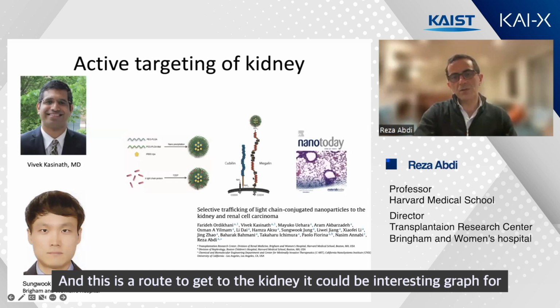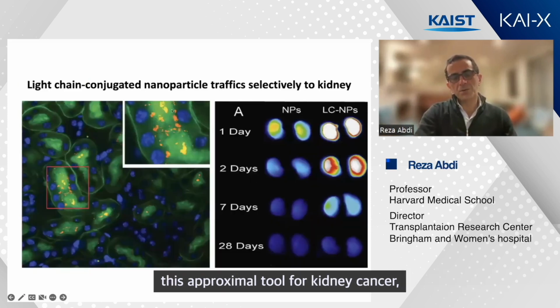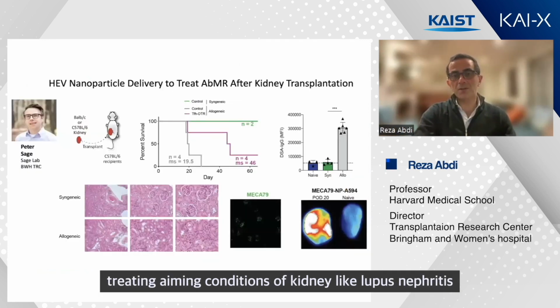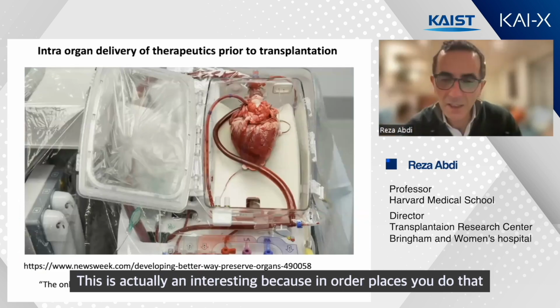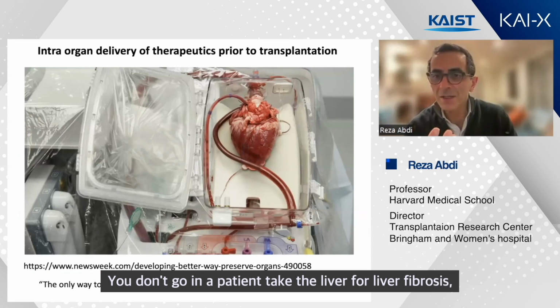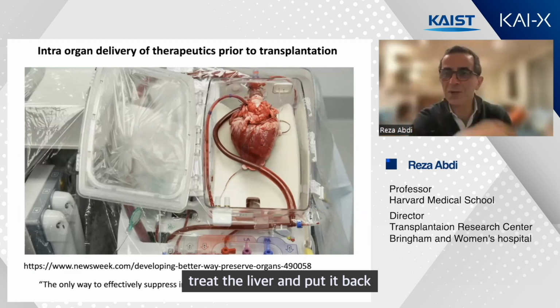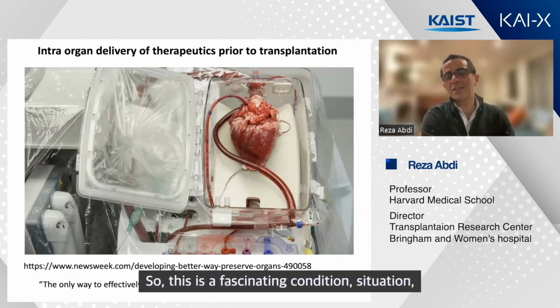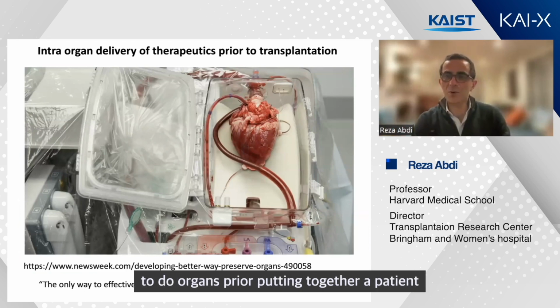It could be an interesting route for this, the proximal tubule, for kidney cancer. Could be an interesting route for treating immune conditions of the kidney, like lupus nephritis, for instance. This is actually interesting, because in no other places you do that, right? You don't go in a patient, take the liver out for liver fibrosis, treat the liver and put it back, right? So transplant is the only condition you have. So this is a fascinating situation where you can actually do a lot of things to the organs prior to putting them into the patient.